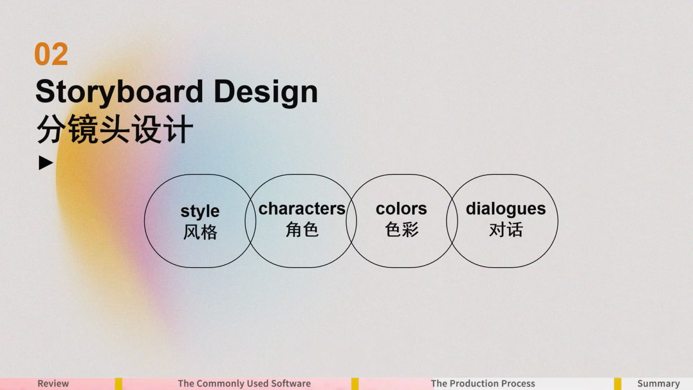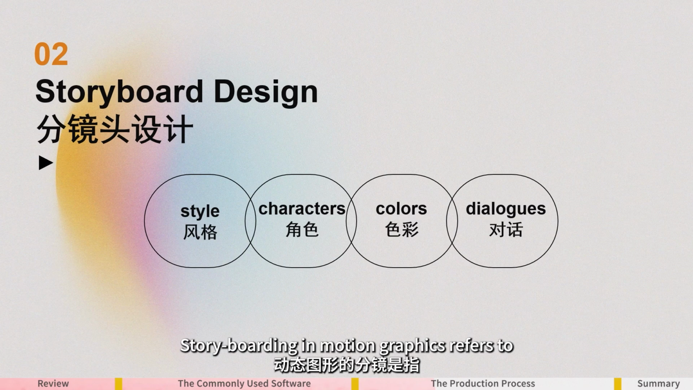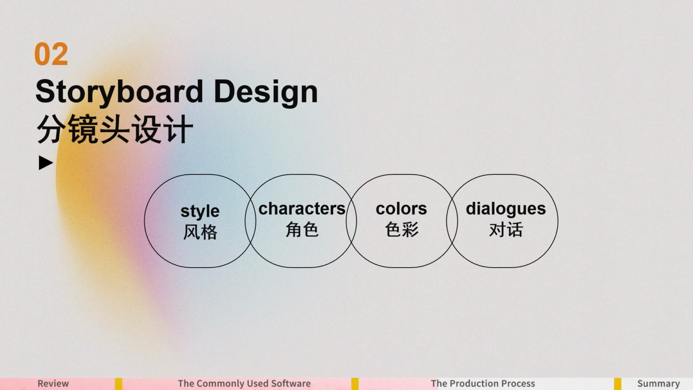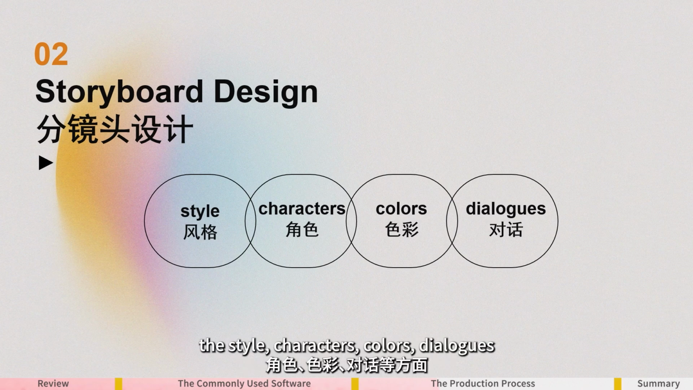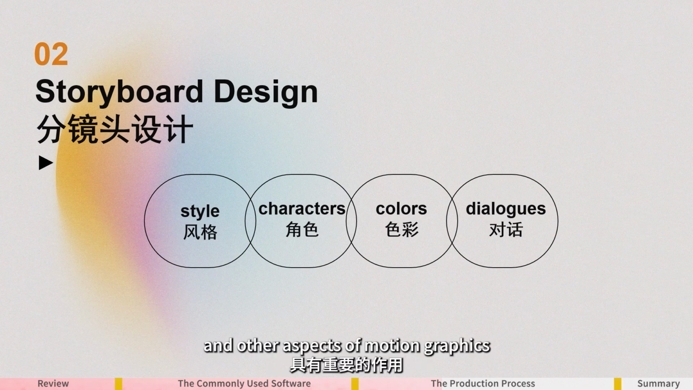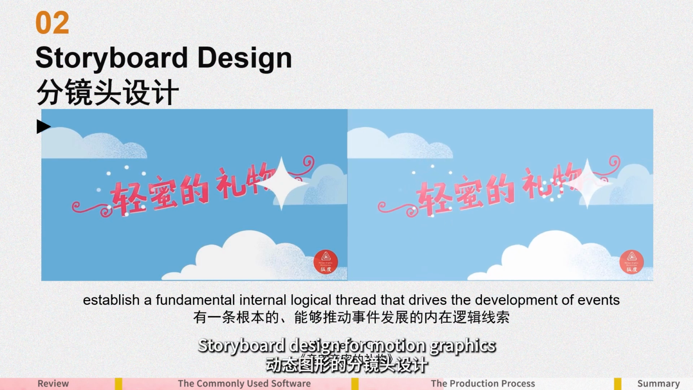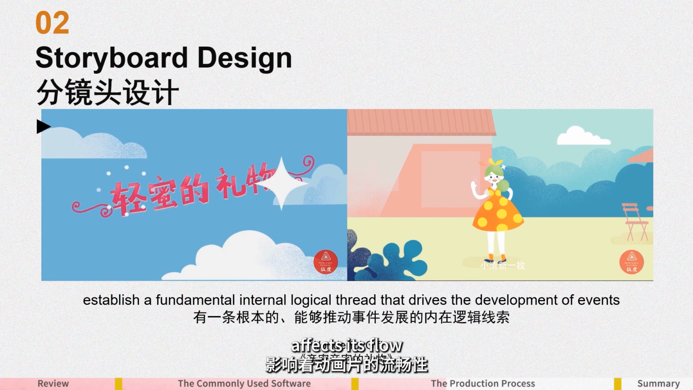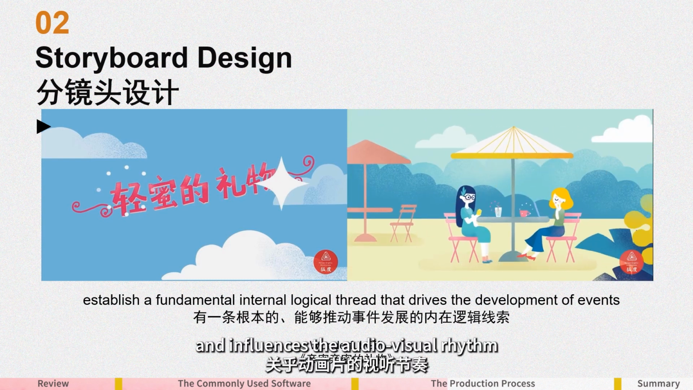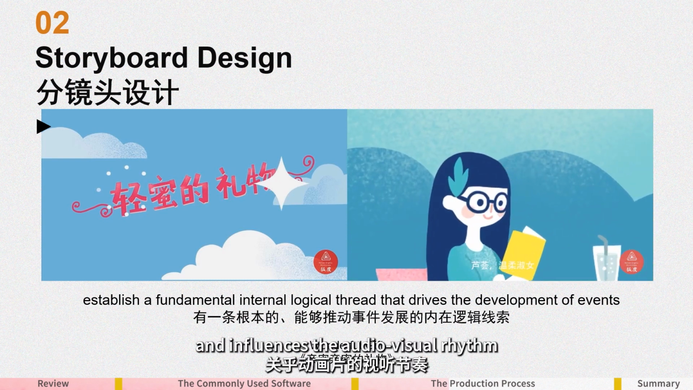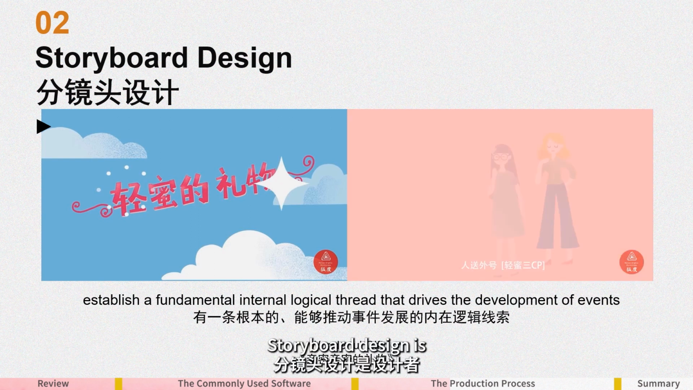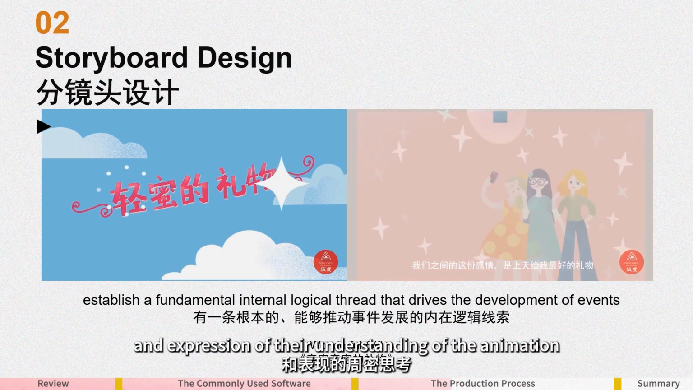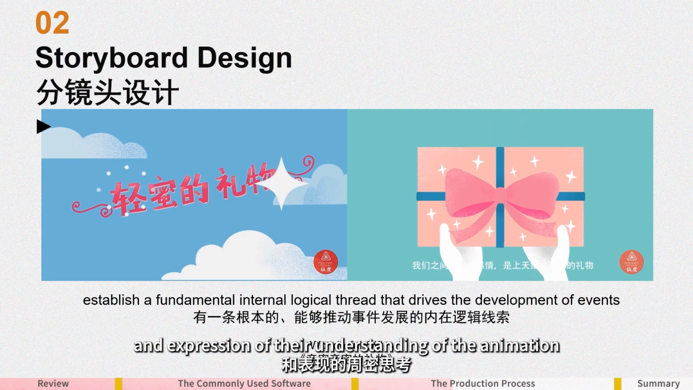Storyboard design. Storyboarding in motion graphics refers to the design of shots and angles based on the completed script. It plays an important role in the styles, characters, colors, dialogues, and other aspects of motion graphics. Storyboard design for motion graphics determines the style of the animation, affects its flow, the influence, and the audiovisual rhyme. Storyboard design is the designer's thoughtful consideration and expression of their understanding of the animation.